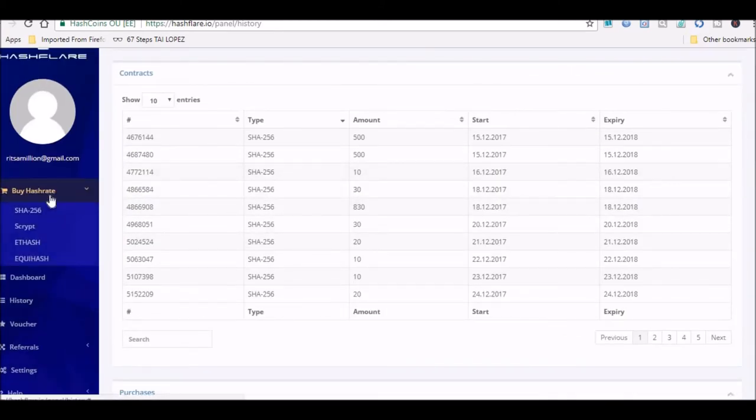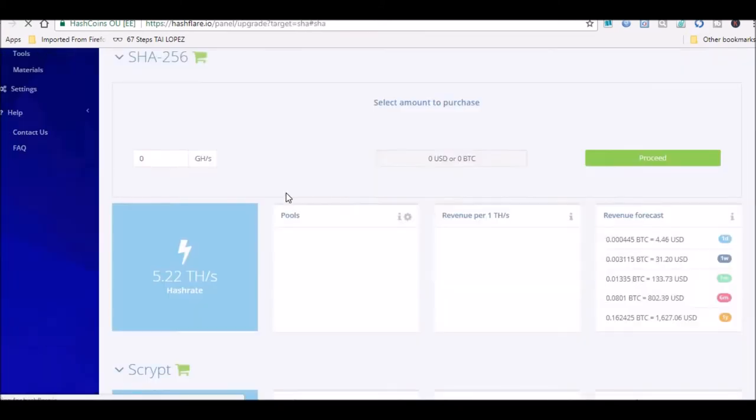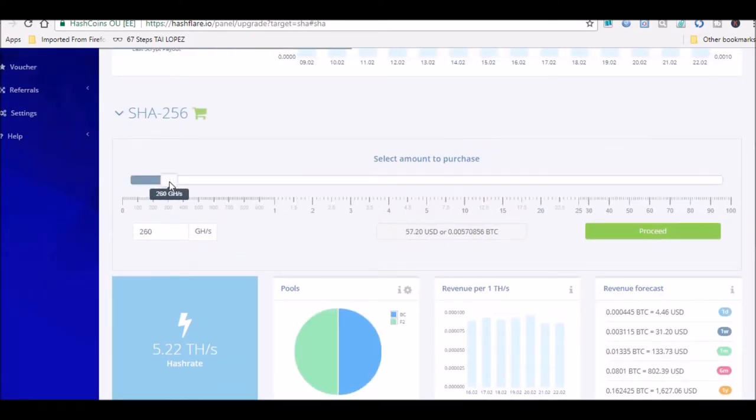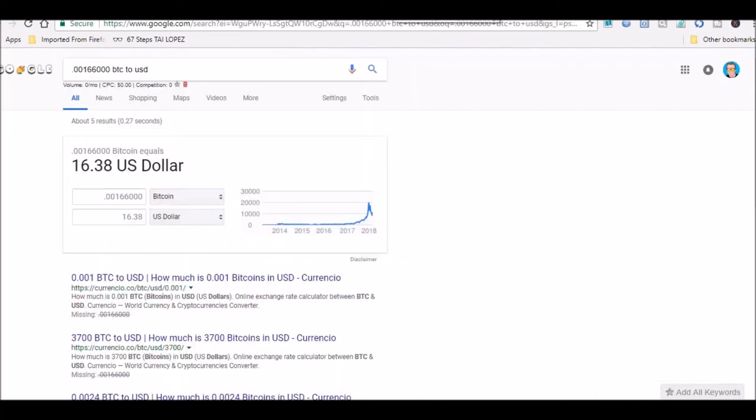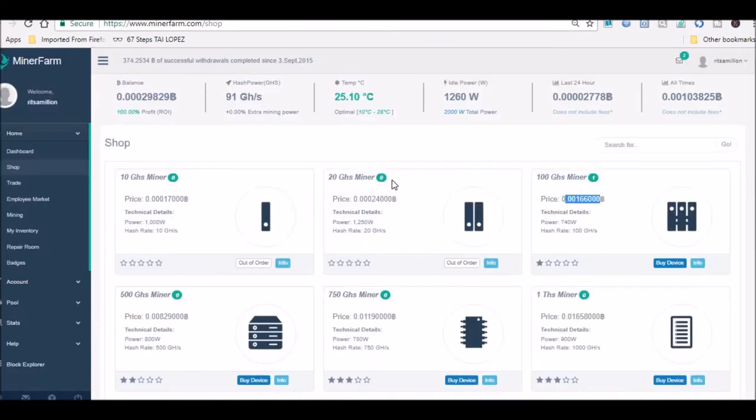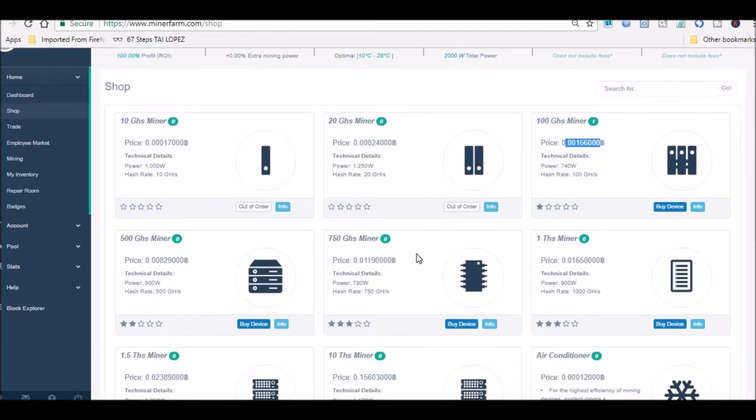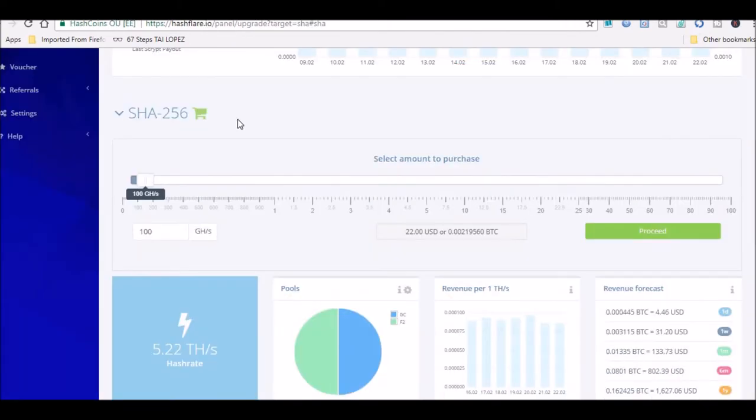If we go over to Hashflare and try and buy the same amount, 100 giga hash there will cost you $22. So it's about $6 cheaper for 100 giga hash, but you're paying 71% in fees. Now I'm guessing that as the price of Bitcoin goes up, that fee percentage would go down just like it does on Hashflare.